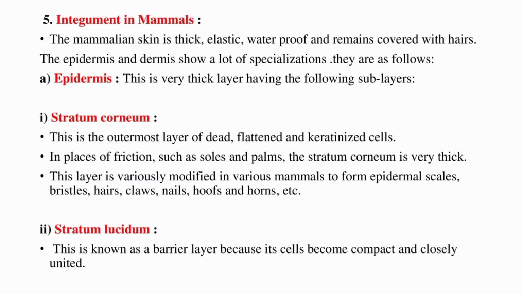Integument in mammals. The mammalian skin is thick, elastic, waterproof, and remains covered with hairs. The epidermis and dermis show a lot of specializations. They are as follows. Epidermis. This is very thick layer having the following sublayers.